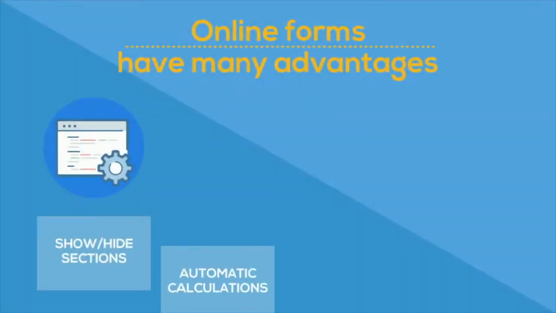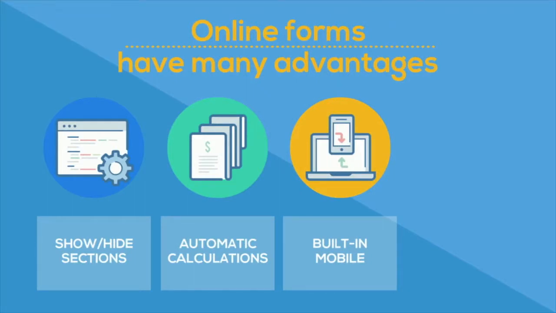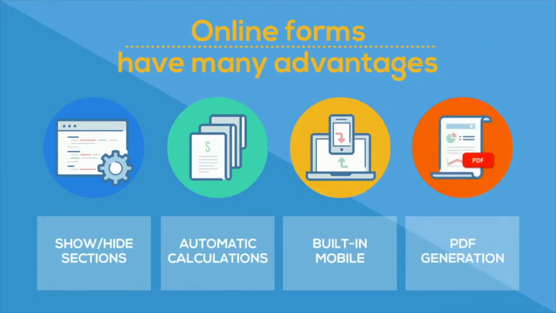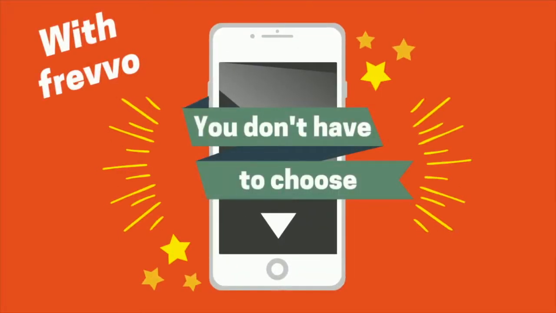Many customers love the advantages of online forms, such as dynamic behavior and built-in mobile, but need to generate a custom PDF, such as a federal W-4 or I-9. With Frevvo, you don't have to choose. Let's take a look at how easy it is to create your own custom PDF documents from an online workflow.